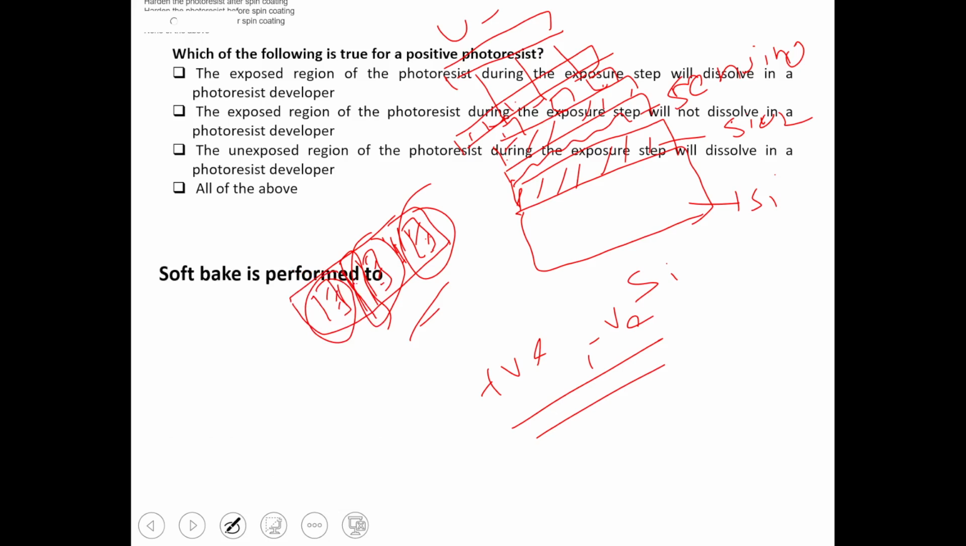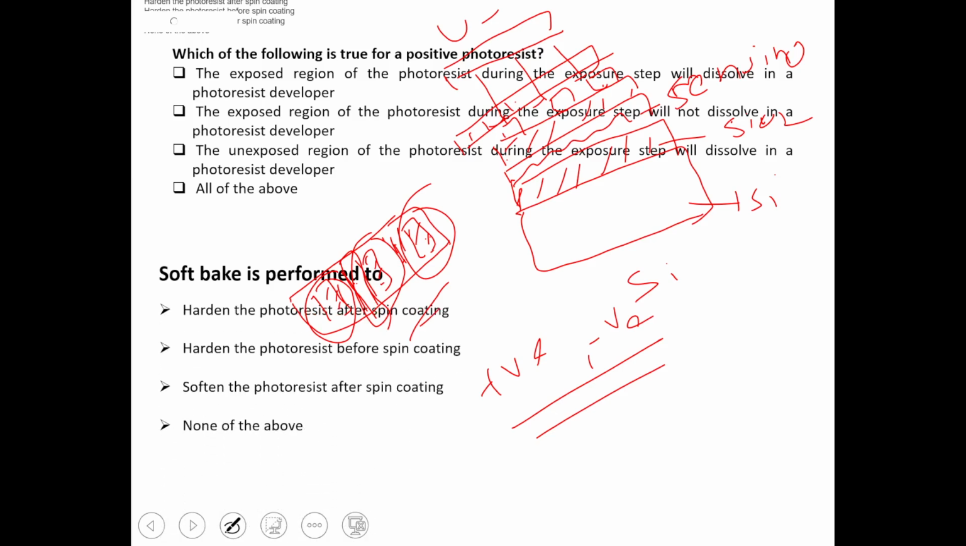Then soft bake: during deposition, we have to perform the soft bake and hard bake to transfer the pattern. So what is the meaning of the soft bake? Why do we do the soft bake? The options are: harden the photoresist after the spin coat, harden the photoresist before spin coating, soften the photoresist after the spin coating, none of that.